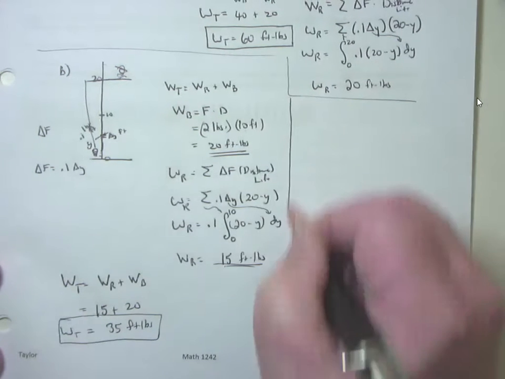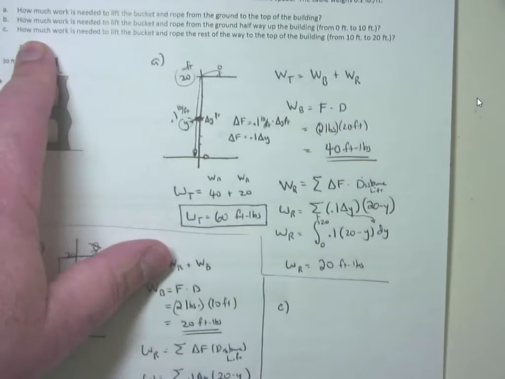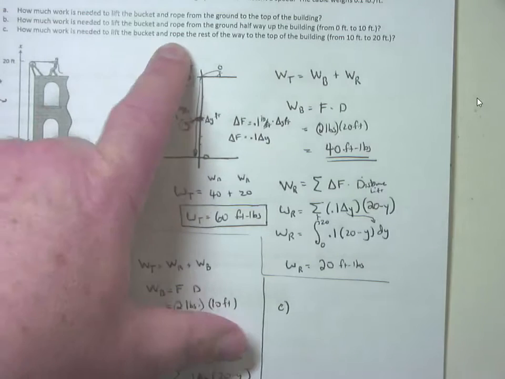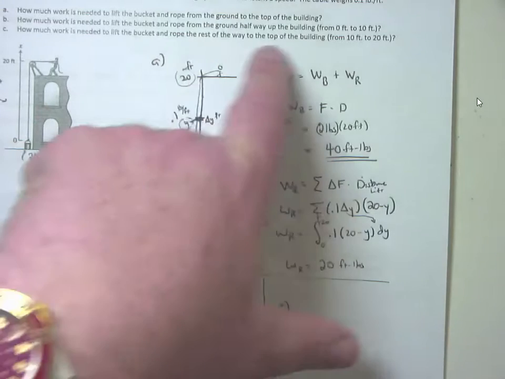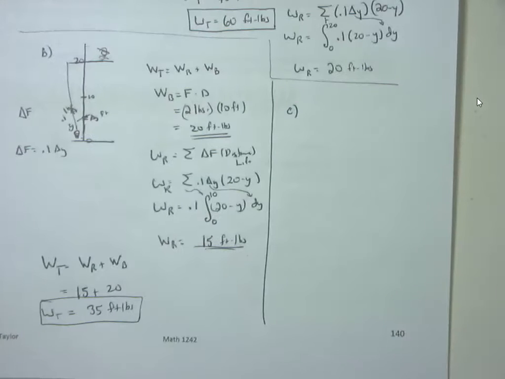Well then, what is part C? Part C is how much work is needed to lift the bucket and the rope the rest of the way? Well, the whole answer was 60. If the first section from 0 to 10 was 35, what do you think the last one's going to be? 25 foot-pounds. And that would actually be correct, but I want to show you the math.